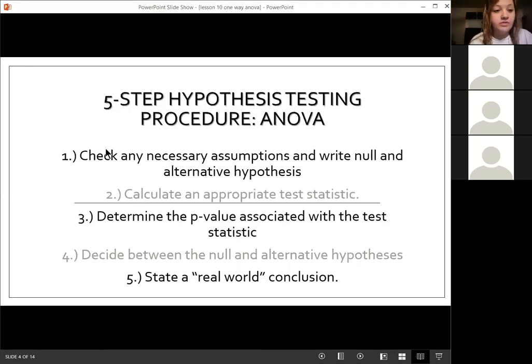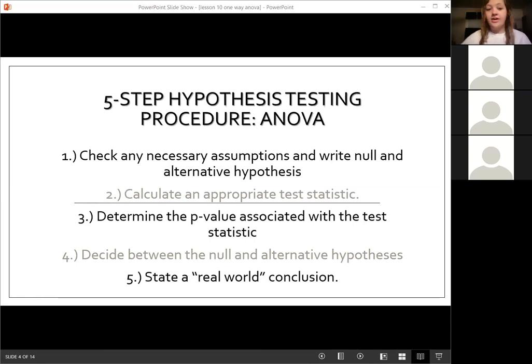So just to review again, ANOVA uses the same 5-step hypothesis testing procedure that we've been using for all of these. So we have 1 through 5. First you want to check any necessary assumptions and write the null and alternative hypotheses. Then calculate your test statistic, and determine the p-value associated with that test statistic. Our last 2 steps are always the same. We decide between our null and alternative hypothesis and then make a real-world conclusion based upon that. So just a review of that.